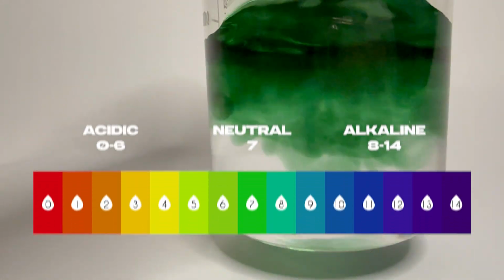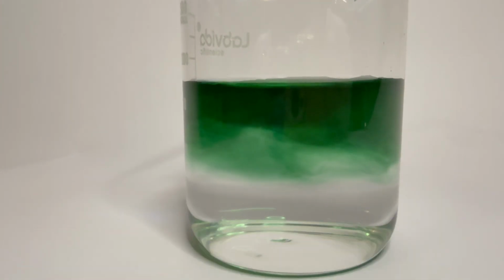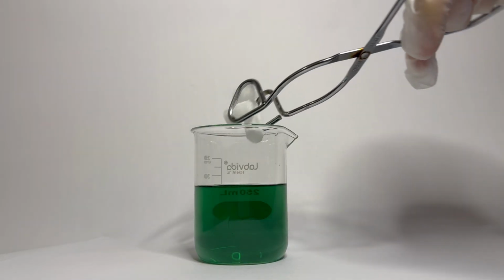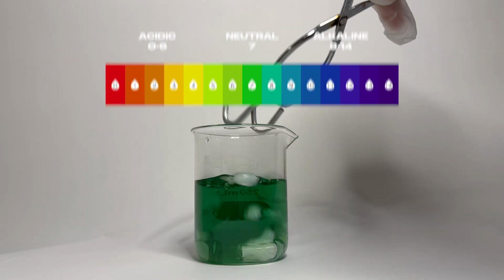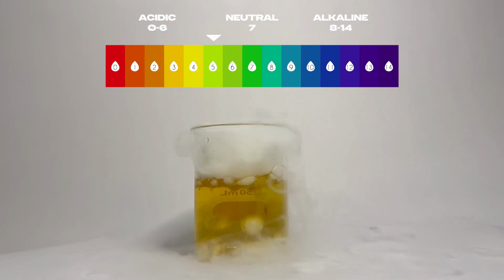So when universal indicator is in a neutral solution like water, as you see here, it is green. And when it becomes more acidic, it's going to go through yellow, orange, and if it has a pH of 0 or 1, more red. So watch what happens when I add dry ice or solid carbon dioxide.